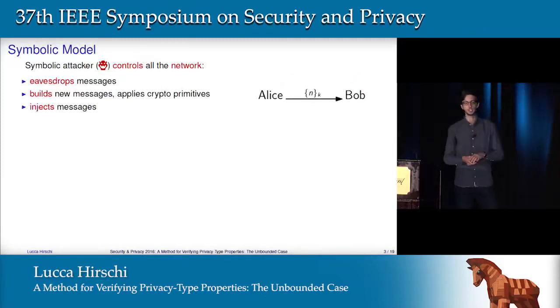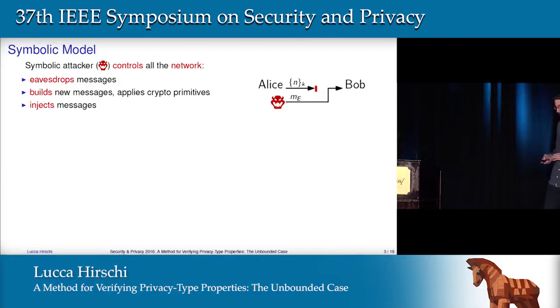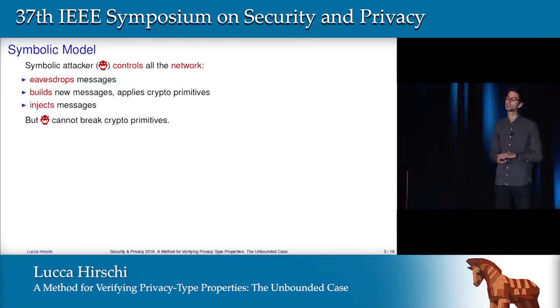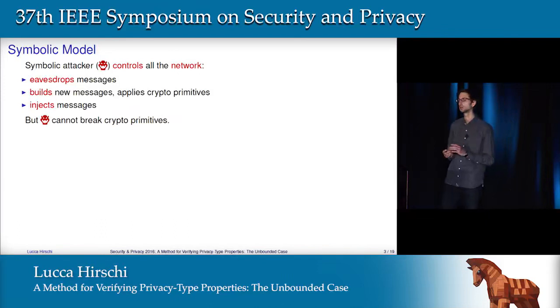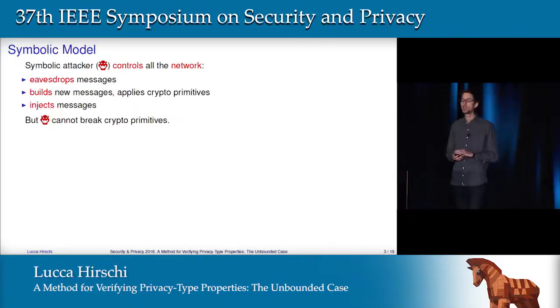And finally, it can inject messages. So if we go back to the first example, the attacker can also intercept this message and inject into Bob one of its own messages instead of the message coming from Alice. So in the end, we consider a quite powerful attacker controlling all the network, but on the other hand, we make the main assumption that this attacker cannot break cryptographic primitives. In a sense, we consider that they are perfect, but still the whole protocol that is using those primitives as building blocks has to be proved secure.